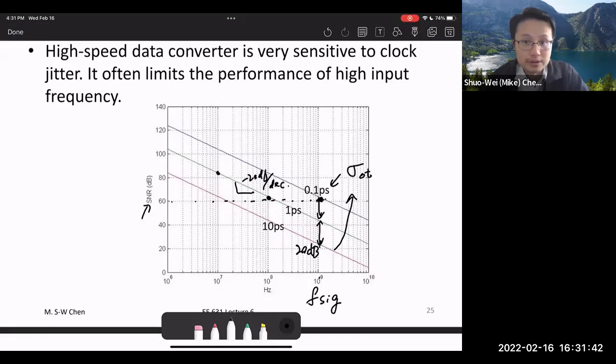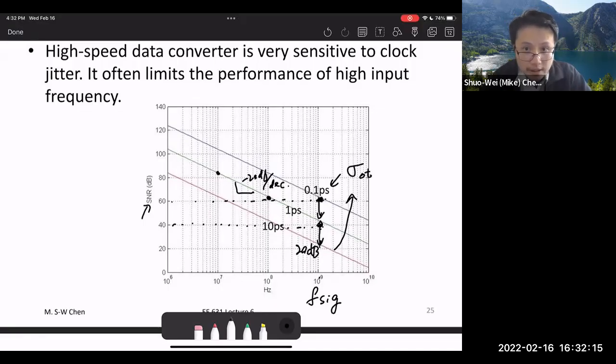Now, of course, if you are willing to drop your resolution requirement, instead of 10 bit, let's say you drop to 7 bit. A 7-bit ADC is about 40 dB. So if you look at this, at about 1 gig, I think you can relax your clock jitter to around 1 picosecond. That's how important it is to look at this chart and realize roughly what your clocking requirement is.